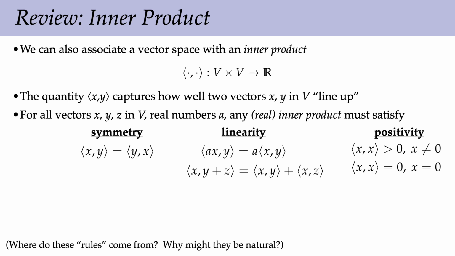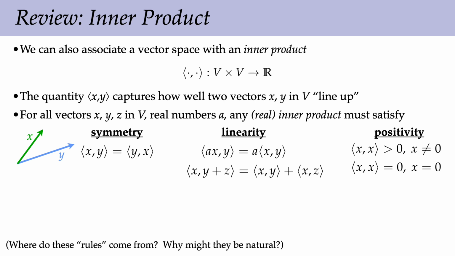Where do these rules come from? Why might they be natural? Why did somebody long, long ago decide to define them this way? Well, if you don't really deeply understand why these are the rules, try drawing a picture for each rule. So for instance, for symmetry, why is it that x inner product y is the same as y with x? Well, we said that we kind of want to capture the idea of how much these two vectors line up with each other. It shouldn't matter which one we specify first. If we renamed x to y and y to x, we should get the same result. Okay, I'll let you draw the rest.